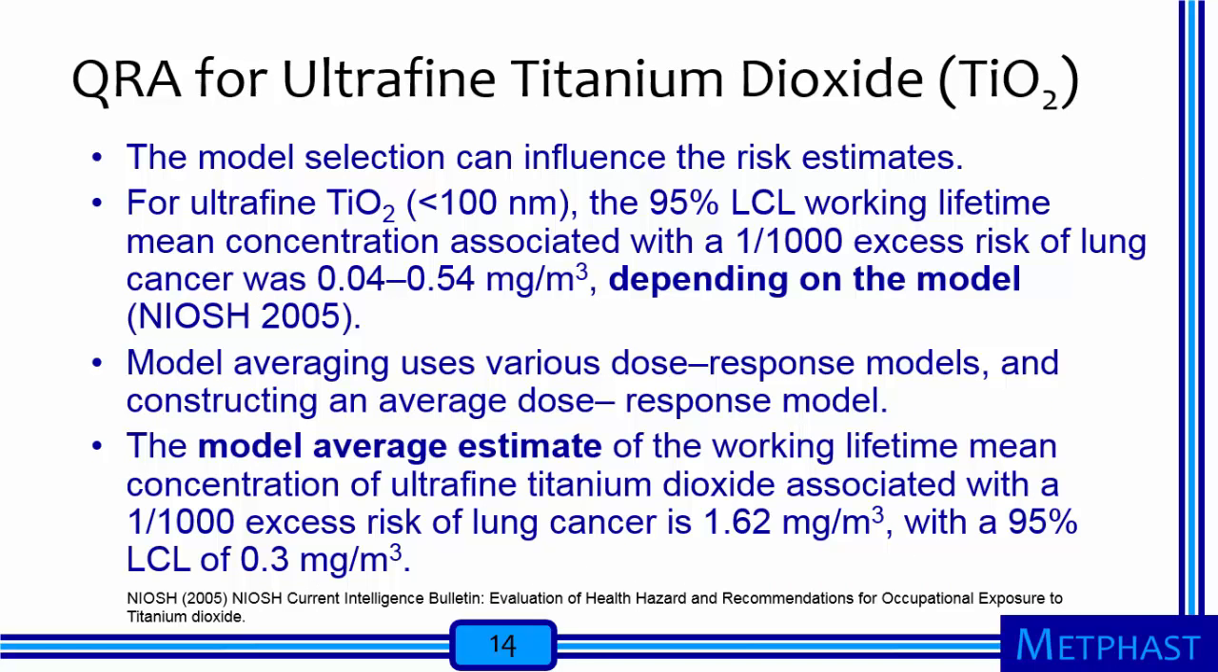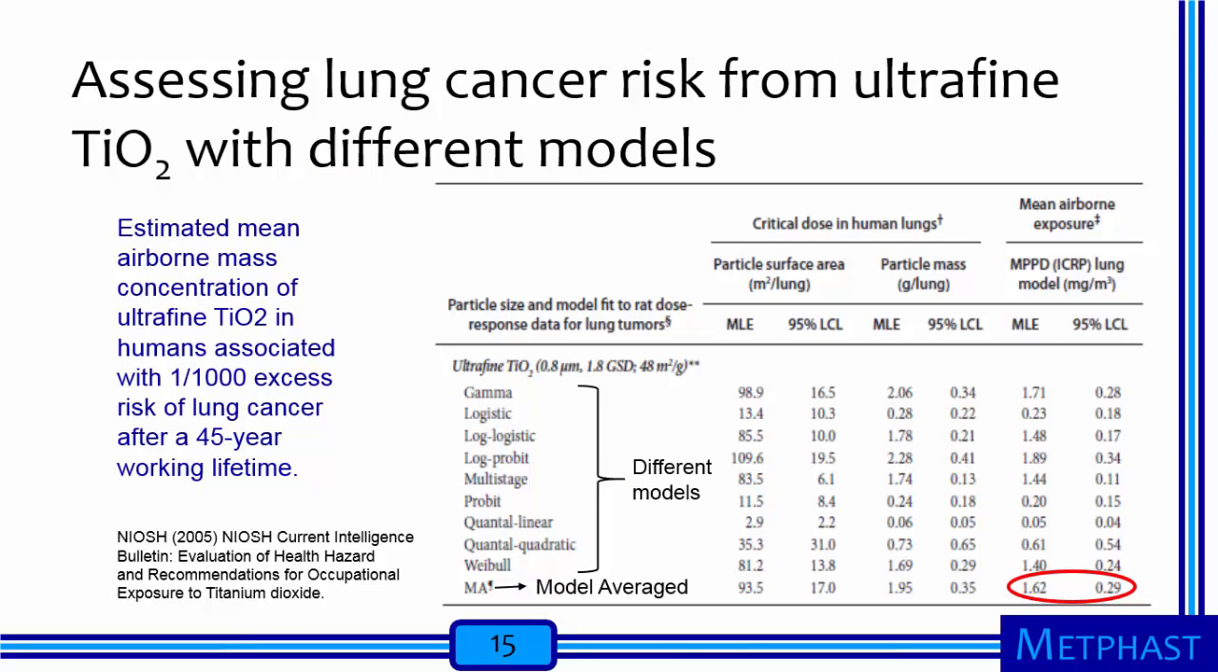Although various dose response models adequately fit the rat data and could conceivably be used to develop recommendations for occupational exposures to titanium dioxide, the use of a model averaging procedure incorporates both statistical variability and model uncertainty into confidence limit estimation. Model averaging uses various dose response models and constructs an average dose response model. And in this slide, the last row shows the model averaged estimate for the lung cancer risk that is produced by the different models. The model average estimate of the working lifetime mean concentration of ultrafine titanium dioxide associated with a 1 in 1,000 excess risk of lung cancer is 1.62 milligrams per cubic meter, with a 95% lower confidence limit of 0.3 milligrams per cubic meter.